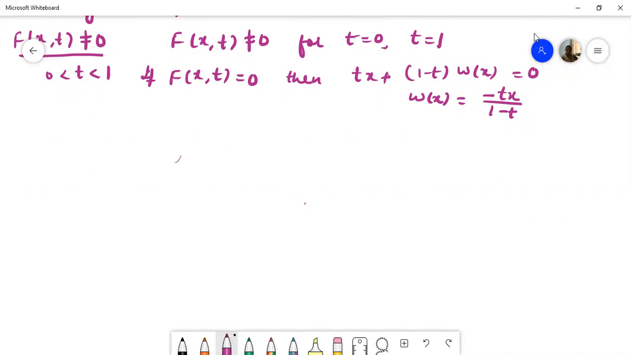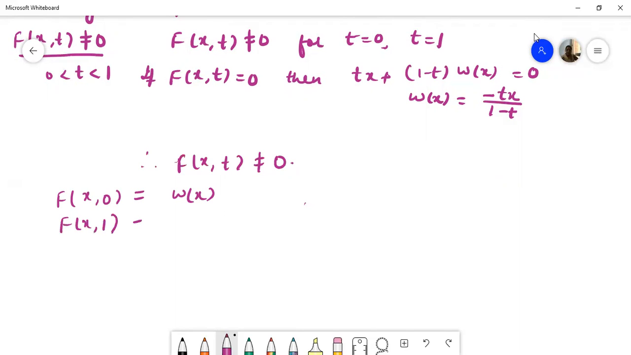So it means for t lying between 0 and 1, f(x,t) is non-zero. So this proves f(x,t) is non-zero, so it is well defined. Secondly, this is a continuous mapping because it is defined in terms of a line homotopy. And then what is f(x,0)? f(x,0) is just w(x), and f(x,1) is just x, and this x can be written as j(x) for all x in S¹ because j is the inclusion map. So f(x,0) is w(x), f(x,1) is j(x).